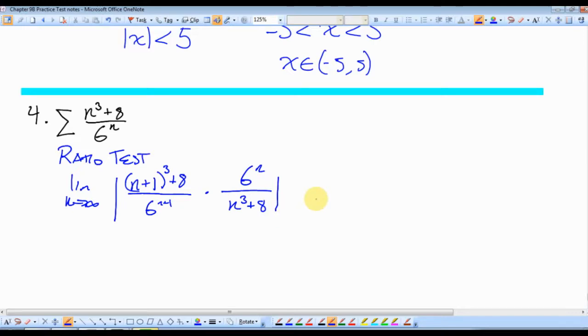And again, this is not the power series variety, so you don't force it less than 1. You're just trying to see what this limit is.